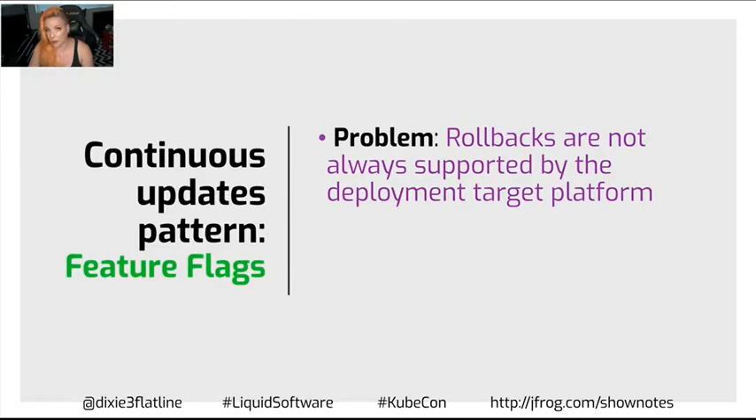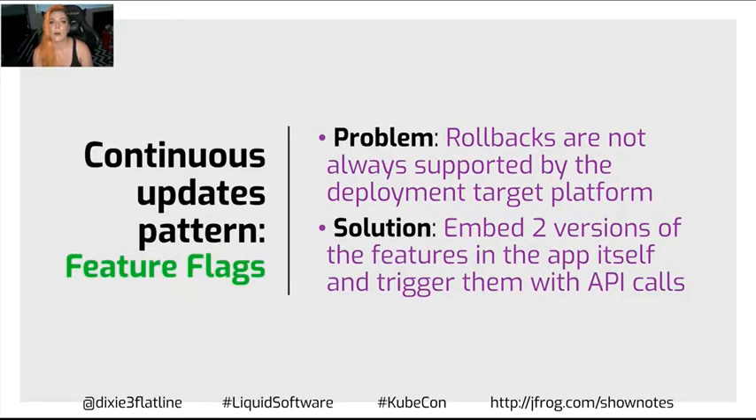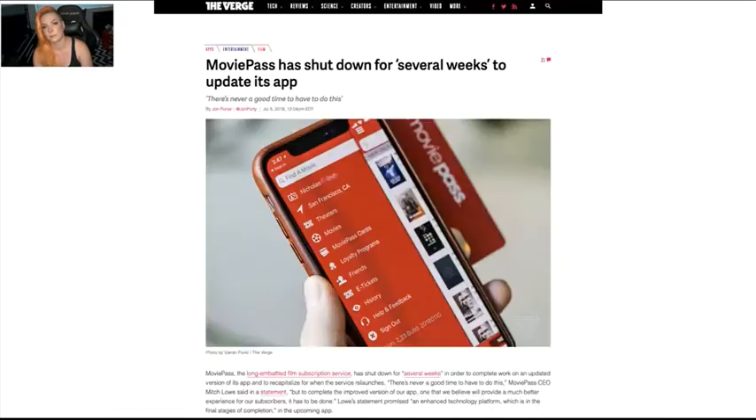Feature flags can help you out here. You embed 2 versions of the affected feature in the app and enable or disable them with API calls. So if a feature update causes problems for a set of users, you just use feature flags to disable it for that user. Pretty easy.